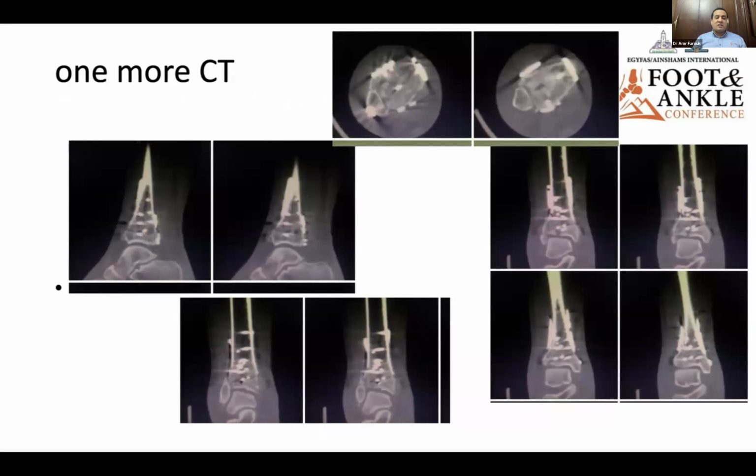This is not a must CT. We are only doing this for assessment of the reduction, but this is not mandatory, of course. I think the patient has done a lot of CTs and paying a lot of money in this case, especially. This was only done to assess the reduction of the articular surface like this. And we see here, if we look to the articular surface of the distal tibia, that it is well reduced and there is no step off at the distal tibia.